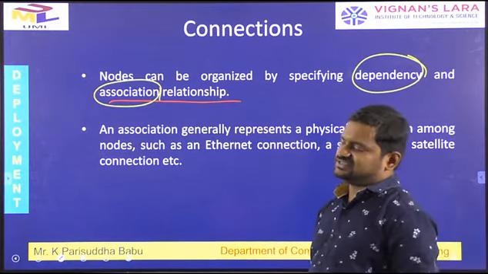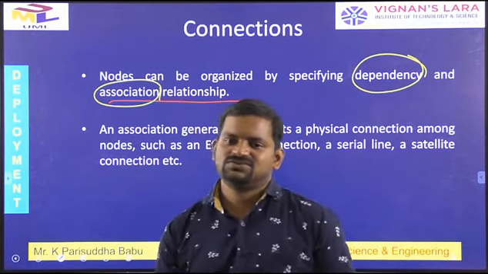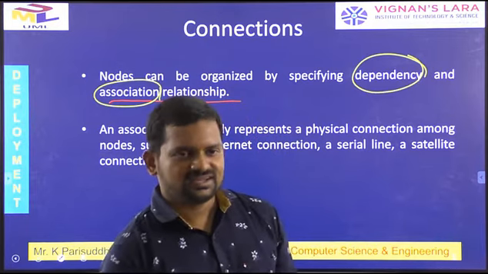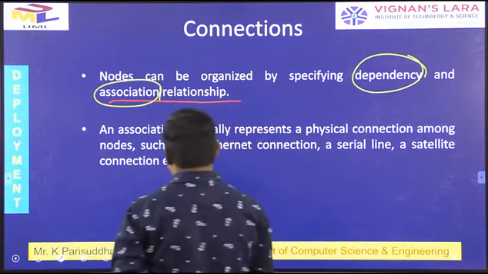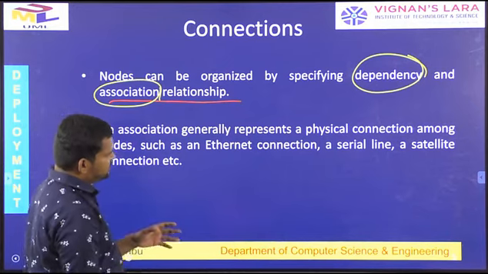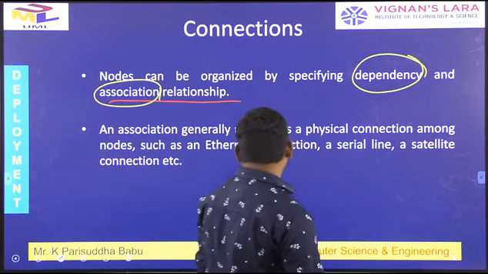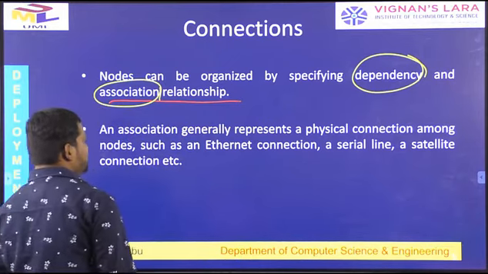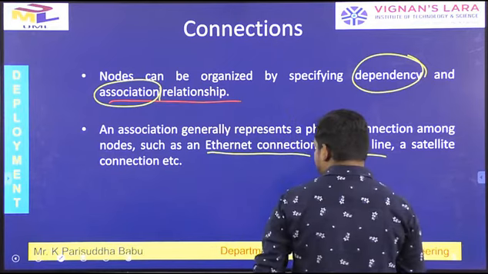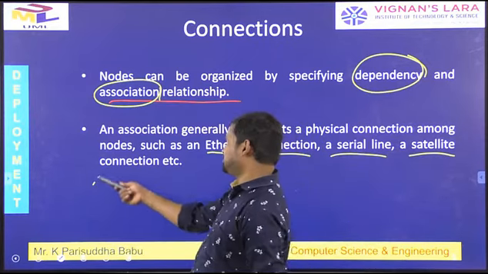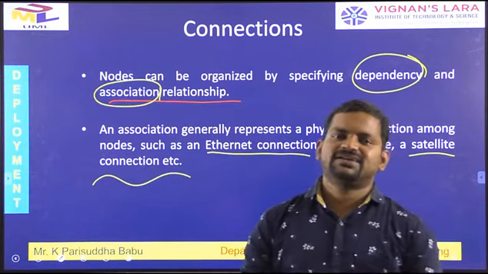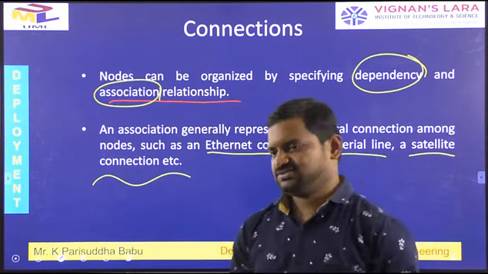An association generally represents a physical connection among nodes. As we studied in any diagram, an association has no direction, but an association can give a unidirectional path if you give the direction also. An association generally represents a physical connection among the nodes, such as an Ethernet connection, a serial line connection, or a satellite connection. For these types of connections in the deployment diagram, we use association.